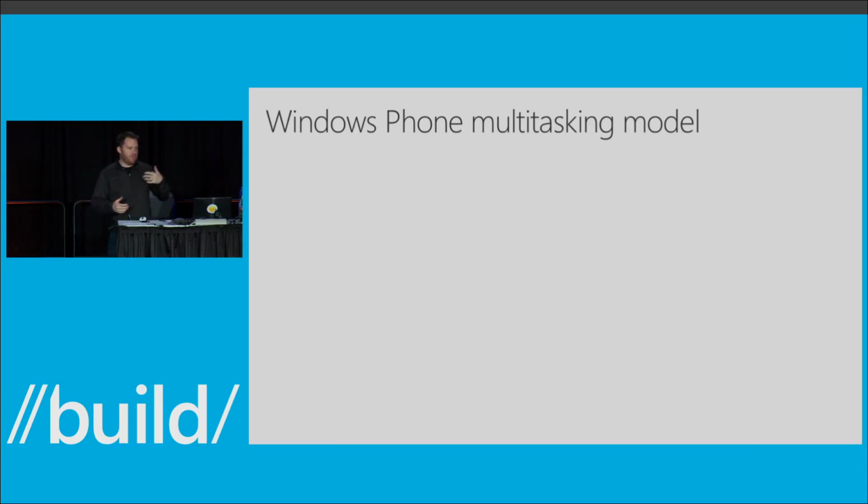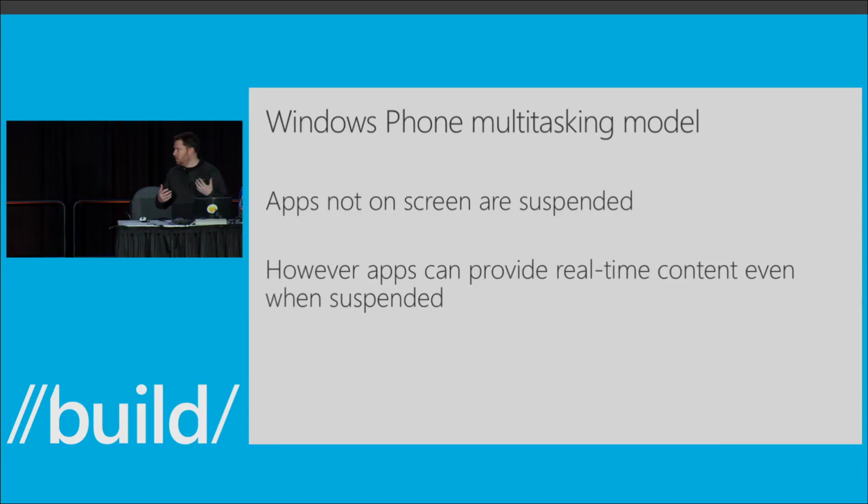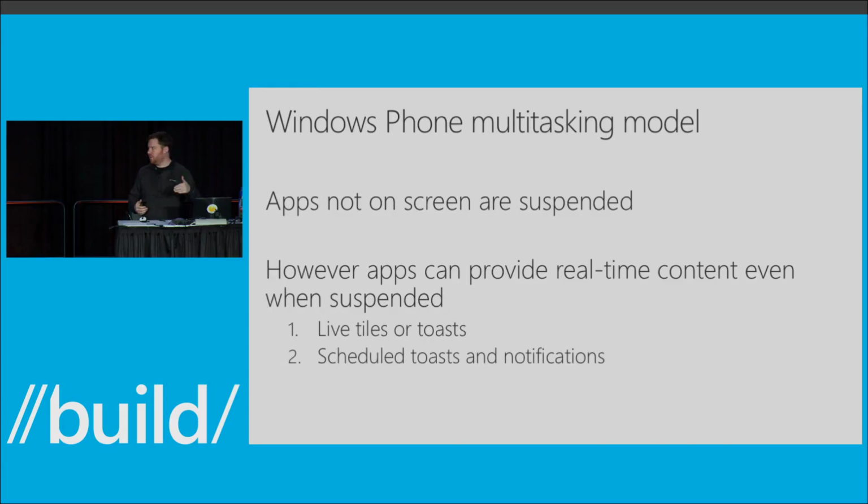If you've developed apps for Windows Phone from way back, you're familiar that with Windows Phone 7, we shipped really without a multitasking model. And then we started adding scenarios with each new release. We started off with a number of mechanisms to show live tiles and toasts from the cloud, either via push notification or scheduled, so you can provide a schedule where you can retrieve toasts and notifications.